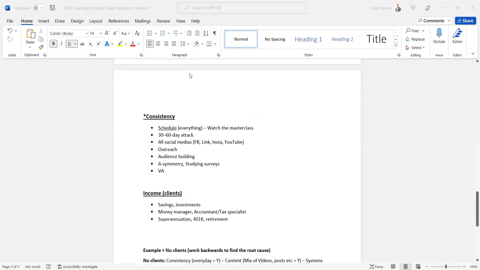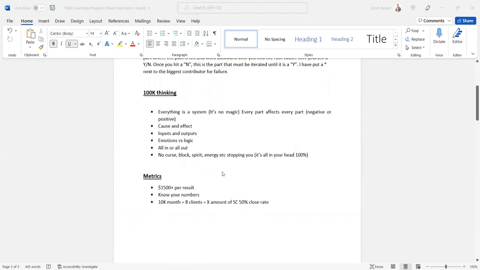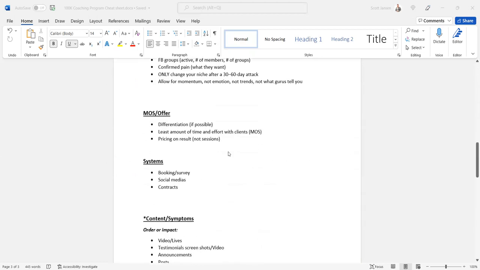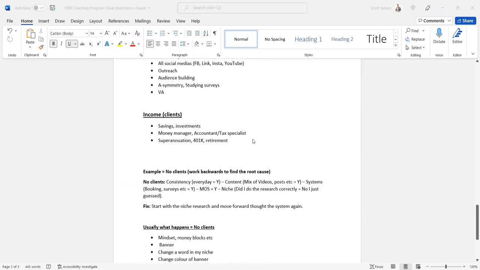So guys, that's the map. Looking at it, it's quite funny. That's the entire 100K system. I wish it was only that amount of content in the program, but the program requires us to get really deep into the details.